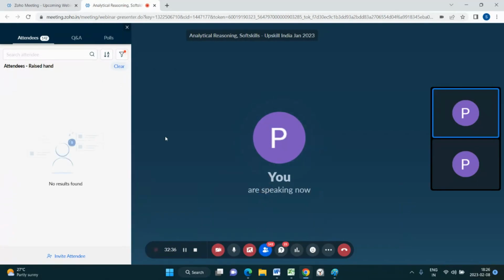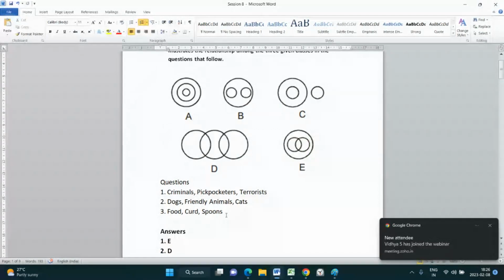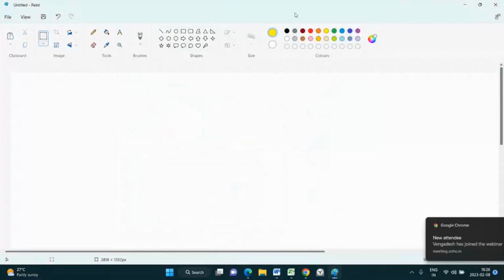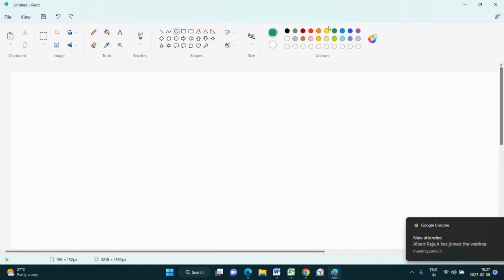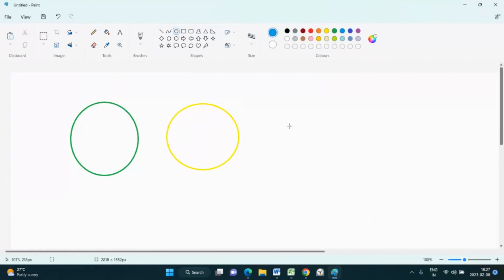Very good. So all of you understood. Good. Now we will move to the third one. Food, curd, spoons. I want to map this food, curd, and spoon. Now I will go back here. Curd is a food. I have food here. I have curd here. And I have spoon here.